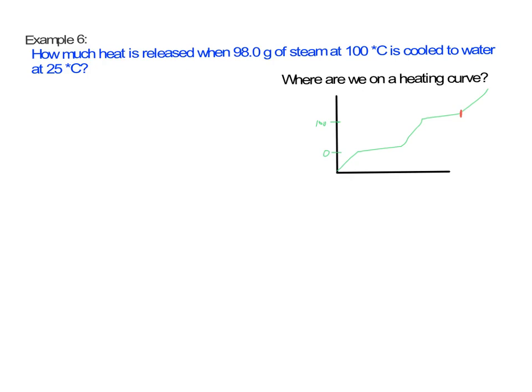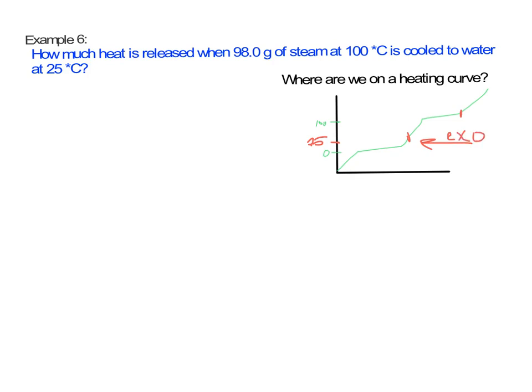And then we're cooling it down to water at 25 degrees. So 25 degrees would be, I don't know, about right there. So we're not going across the whole heating curve. We actually have 2 different lines we're dealing with. Also keep in mind that we're actually going to the left on this guy. This is actually an exothermic reaction. This thing is cooling off.